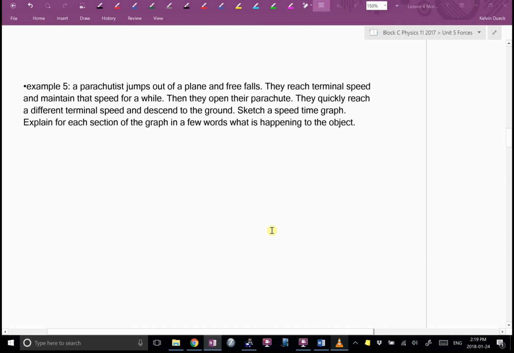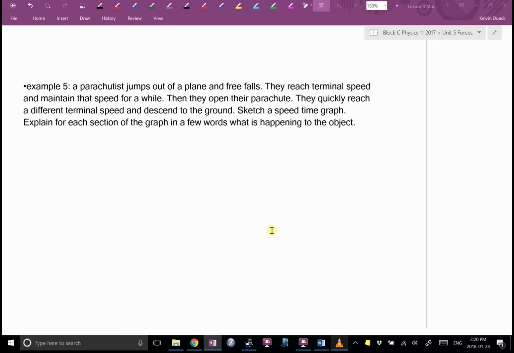So, a parachutist jumps out of an airplane and free falls. They reach terminal speed and they maintain that speed for a while. They then open their parachute. They quickly reach a different terminal speed and descend to the ground. You good? Good. Sketch a speed versus time graph and explain for each section of the graph what's happening to the object.